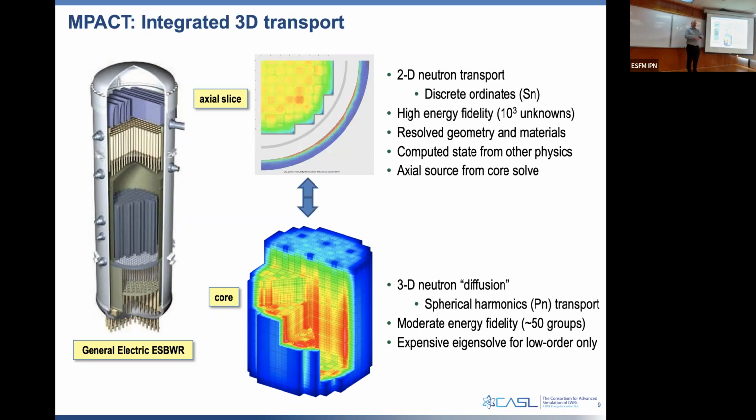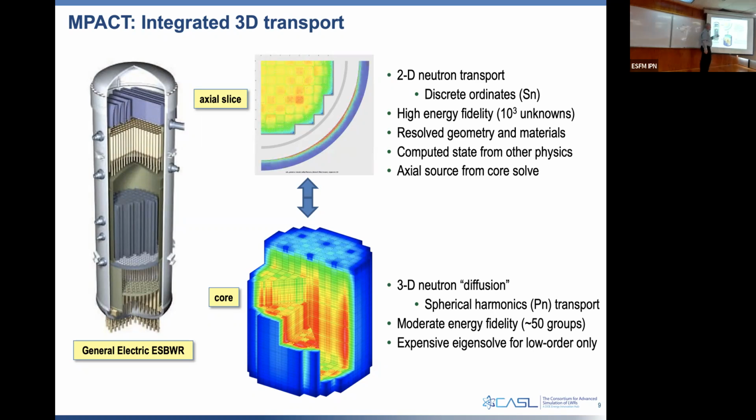And so we know if you just have a 2-dimensional slice of a reactor, there are some neutrons that leak out axially; some would leak into some planes and out of some planes. And so we have it coupled with a full 3-dimensional, what I'm calling in here diffusion. It's really spherical harmonics transport.